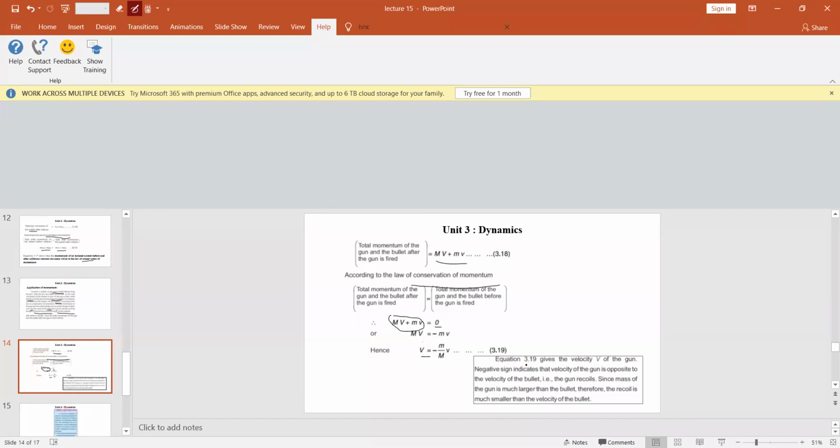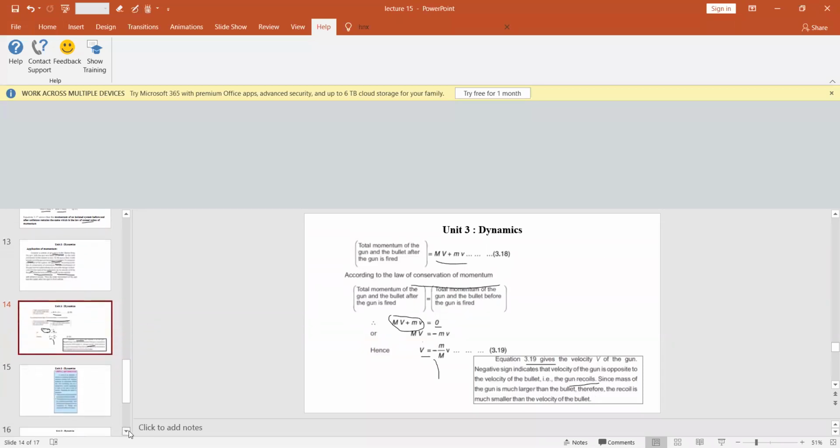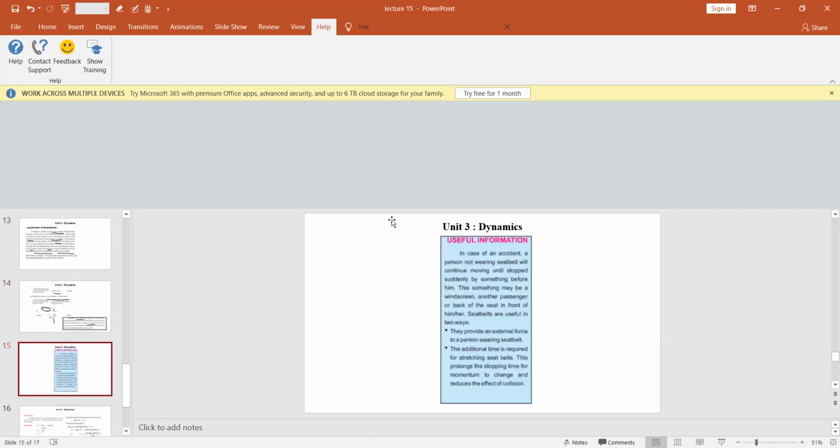So equation 3.19 gives the velocity V of the gun, and the negative sign indicates that the gun's velocity is opposite to the velocity of the bullet, which means the gun recoils. Because of the gun recoil, we have the negative sign over here. Since the mass of the gun is much larger than the bullet, the recoil velocity is much smaller than the velocity of the bullet. So in all cases, we are seeing that the law of conservation of momentum is applying. And a very useful piece of information is also related to momentum.